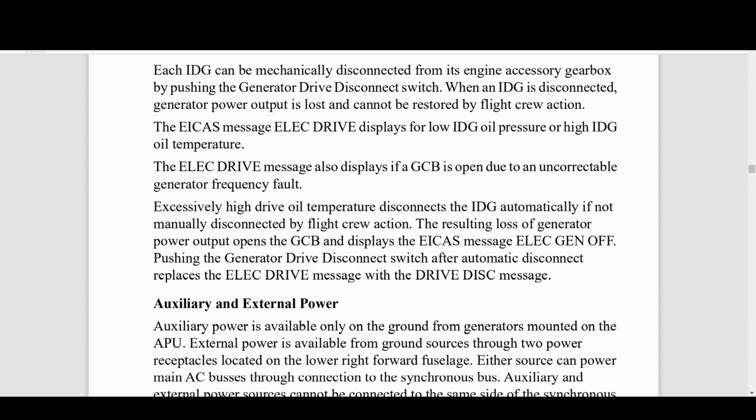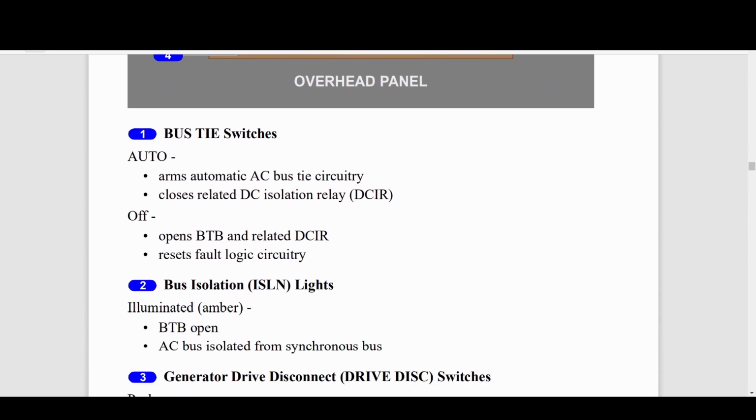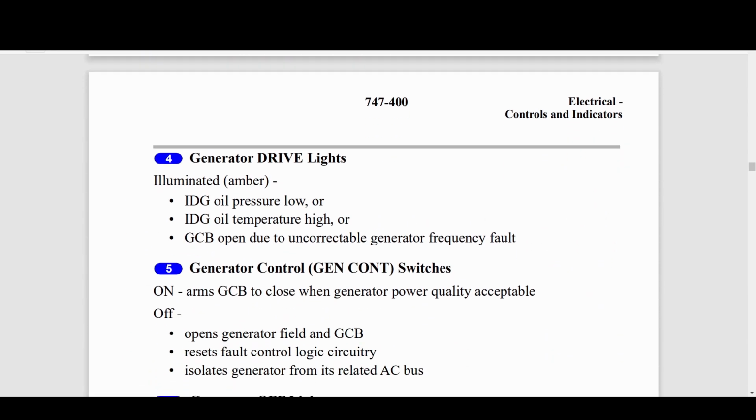What does a generator drive light indicate? IDG oil pressure low, or IDG oil temperature high, or generator control breaker open due to uncorrectable generator frequency fault.